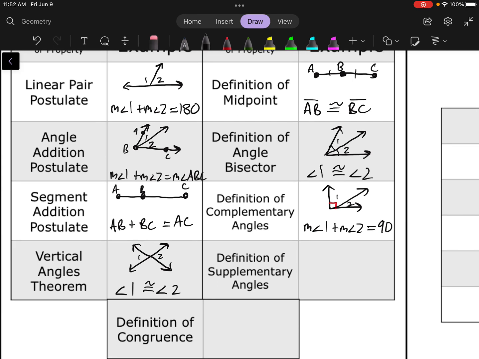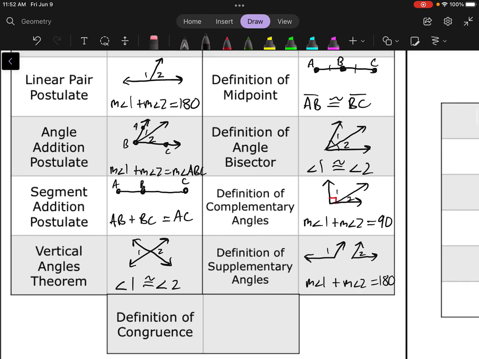Then we got our supplementary angles. Now, I'm going to draw them separately here, not being adjacent, just because we already had the linear pair postulate that showed them being adjacent. So if we know that they're supplementary, then we know that they add up to be 180. The measure of angle 1 plus the measure of angle 2 is equal to 180.